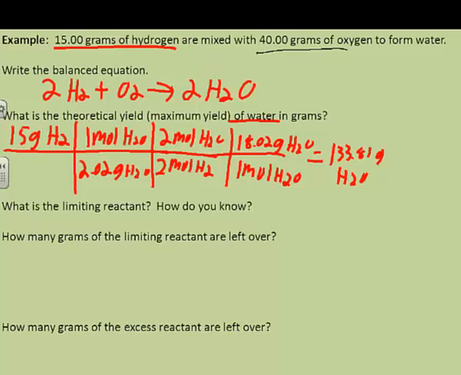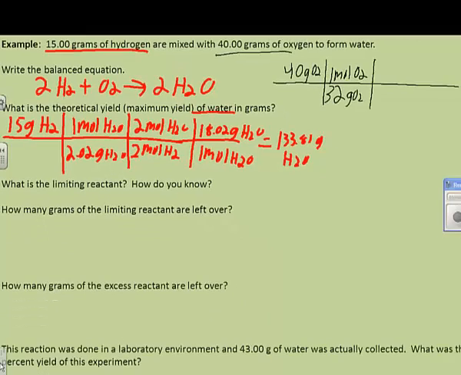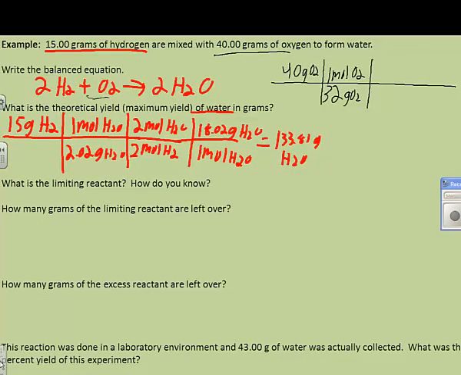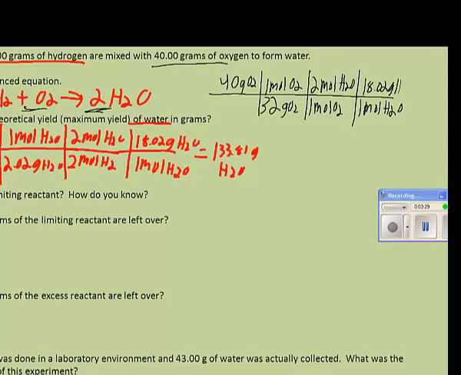So you have to start with 40 grams of oxygen in a whole other problem and find out how much water that will make again. So that's the molar mass of O2, which is 32 grams of O2 per 1 mole of O2. Next step is the mole ratio. It's going to be a 1 to 2 ratio. Convert to grams of water, and that will give you 45.05 grams.